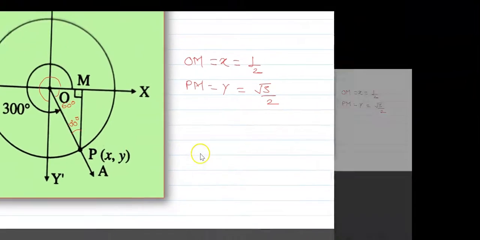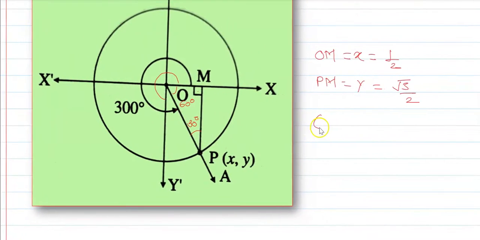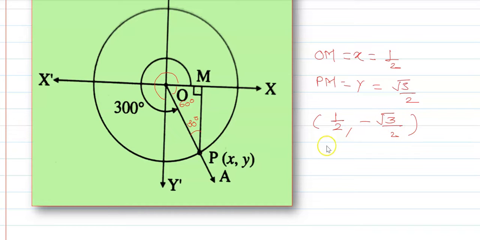But the given point is in the fourth quadrant. In the fourth quadrant, y is negative, x is positive, and therefore the coordinates of the point P are 1 upon 2 and minus root 3 by 2. And with the help of these points, x and y, we will find out all the trigonometric functions of the angle 300.